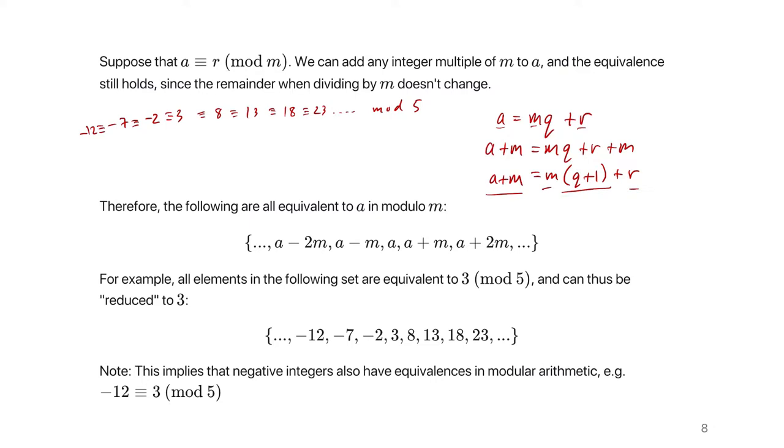And so formally, this entire list here is an entire set of numbers, all equivalent to a in modulo m. So I can add m, I can add m twice, I can subtract m twice, so on and so forth. All of these numbers in this set are equivalent to a modulo m. Is that clear? As an example, all of these numbers are equivalent to 3 mod 5. So 3, 8, 13, 18, so on and so forth. Negative 2, negative 7, negative 12, so on and so forth. All of these numbers are equivalent to one another, and the most reduced form of them would be 3 modulo 5, because when you divide any of them by 5, the remainder you get is 3. Any questions with this?